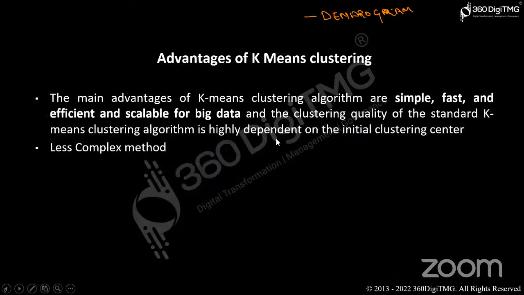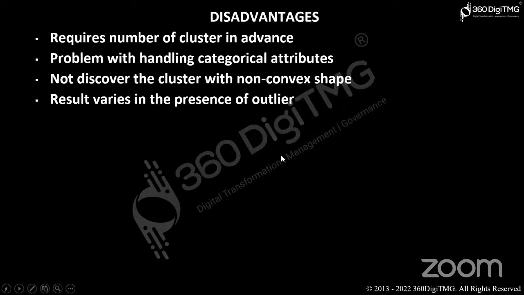When you talk about the advantages of k-means clustering, the main advantage, as I told you, is that k-means clustering is simple, fast, efficient, and scalable for big data. The clustering quality of the standard k-means clustering algorithm is highly dependent on the initial clustering center, and it uses less complex methods. These are some advantages that we have for k-means clustering. But there are some disadvantages.